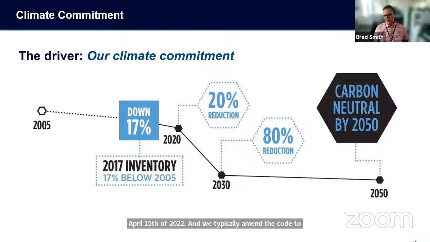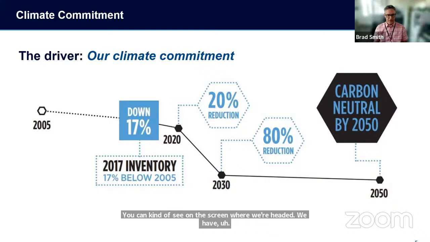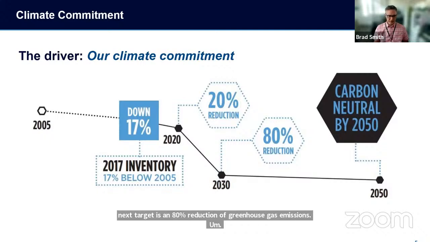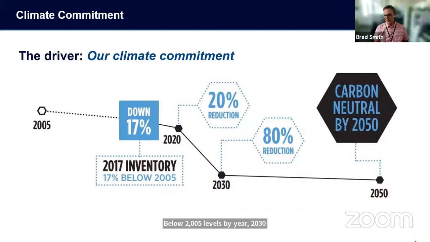Our driver is our climate commitment, and you can kind of see on the screen where we're headed. We have reached our 2020 target. We exceeded 20%, not by a lot, but we did exceed by a little bit. Our next target is an 80% reduction of greenhouse gas emissions below 2005 levels by year 2030. This is a big task. We are forecasting that we will not hit that. We're going to be at about 70%.